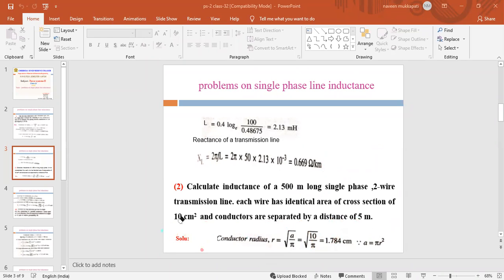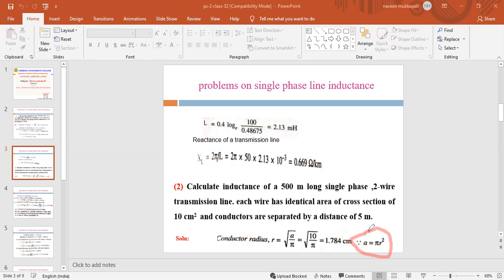First of all we determine the conductor radius R. What is the formula for the area of the conductor? The conductor has a circular cross-sectional shape. What is the formula for the area A? Area A is equal to pi r square.